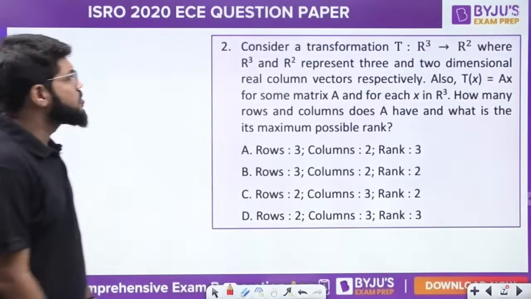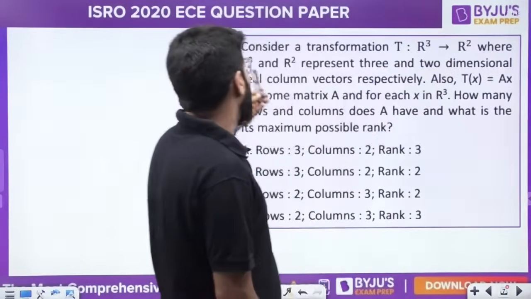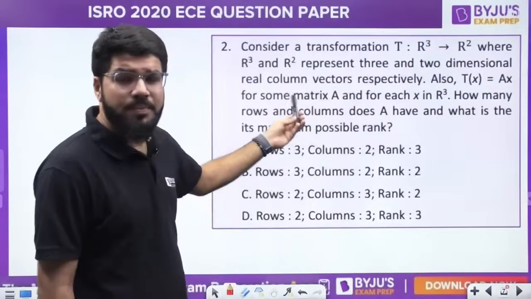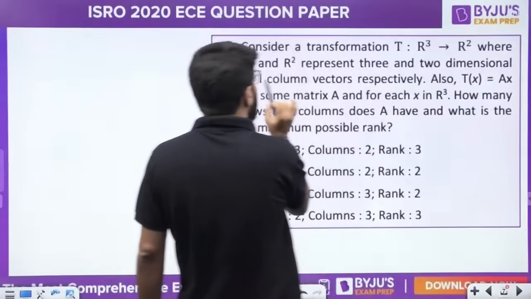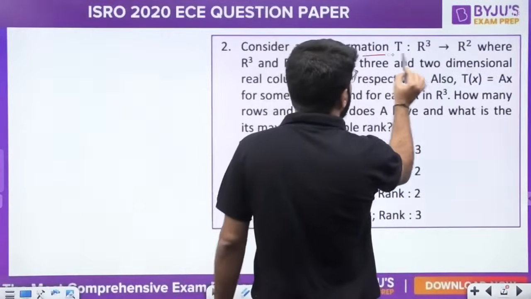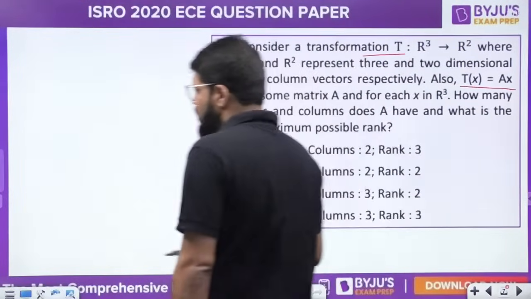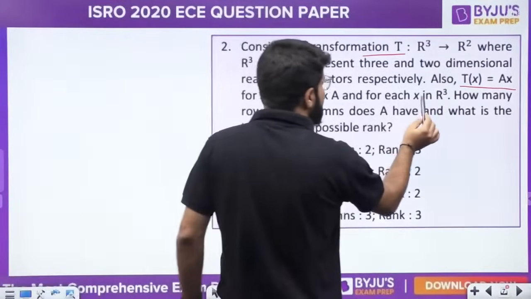Moving ahead to the next question here. Consider a transformation T from R3 to R2, where R3 and R2 we all know. If it is not mentioned also, we should know what is R3 and R2. They represent the 3 and 2 dimensional real column vectors respectively. Also, that transformation is Ax, for some matrix A and each x in R3. So what is this?